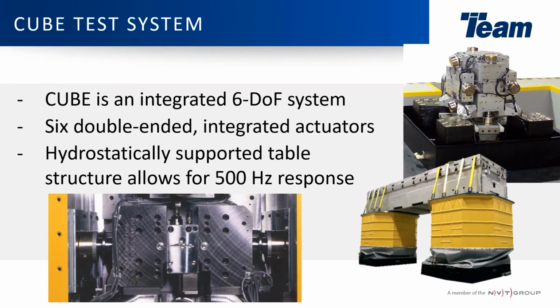So now we're going to talk about the cube test system for a little bit. The cube is an integrated 6 degree of freedom system. So it has 6 double-ended actuators. There's a picture on the top right that shows the stack up with all 6 of those actuators. The aluminum bronze looking component is the team pad bearing.